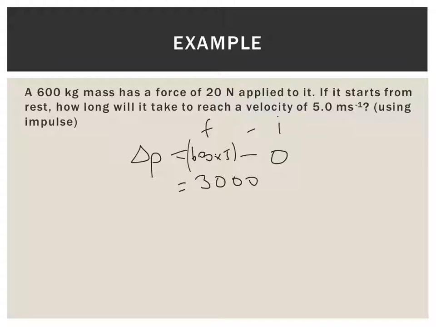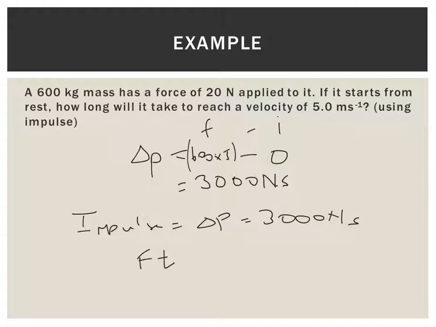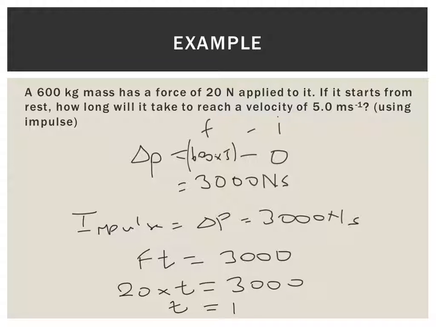So what you're going to get is 3,000 newton seconds as our impulse, or our change of momentum. Because impulse equals change of momentum, which equals 3,000, we could say that our impulse, which is force times change in time, equals 3,000. Our force is 20, times change in time equals 3,000. So our time, therefore, is equal to 150 seconds.